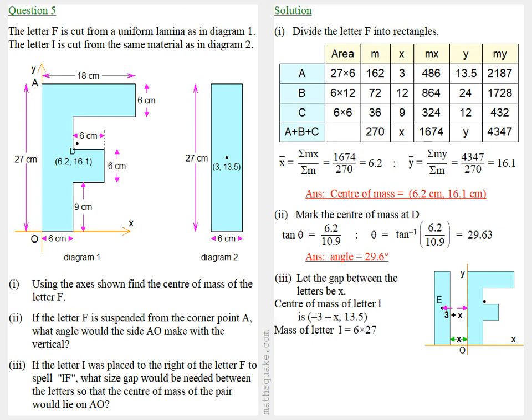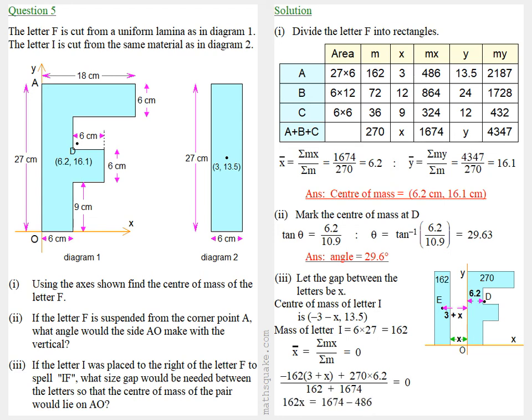Now the mass of the letter I will be 6 times 27, which is 162, and we can draw that in the diagram. Now if we mark the point D, which is the centre of mass of the letter F, we have the mass of F is 270, and the x-coordinate of D is 6.2. Now, using x bar is equal to the sum of the mx's over the sum of the m's, we have that's equal to 0 because we want the centre of mass of the word to lie on the y-axis. So that gives us minus 162 times 3 plus x plus 270 times 6.2, all divided by 162 plus 270, is equal to 0.